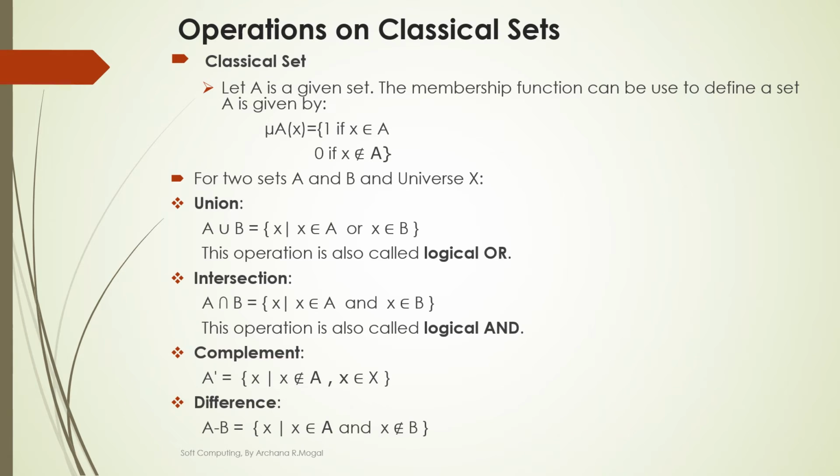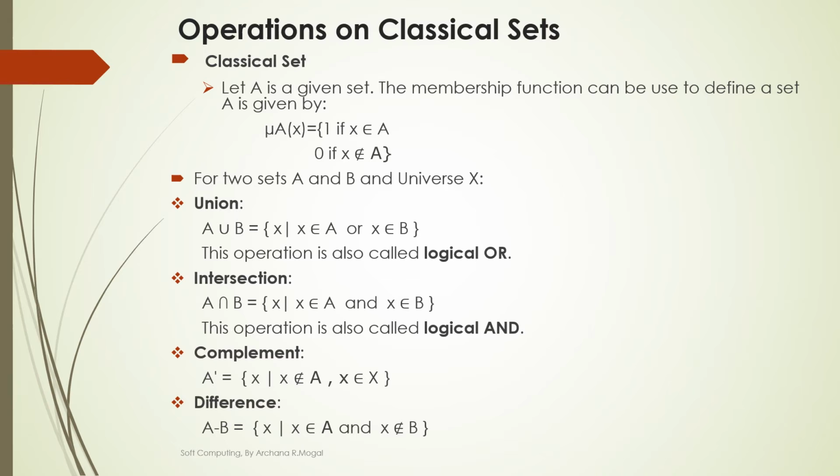Then we will see operations on classical sets. In a classical set, let A be a given set. The membership function can be used to define set A, given by membership function of A of x, equal to 1 if x belongs to A and 0 if x does not belong to A. Then operations on classical sets. Set operations include set union, set intersection, set difference, complement of a set and Cartesian product.